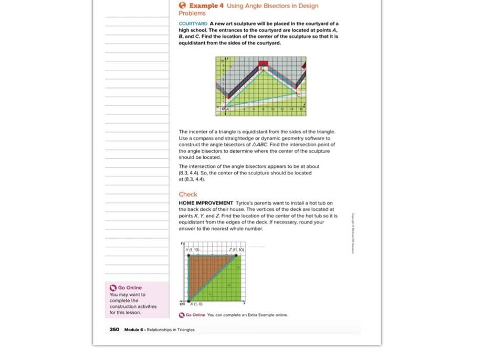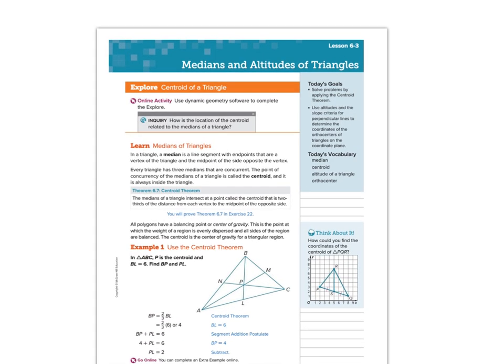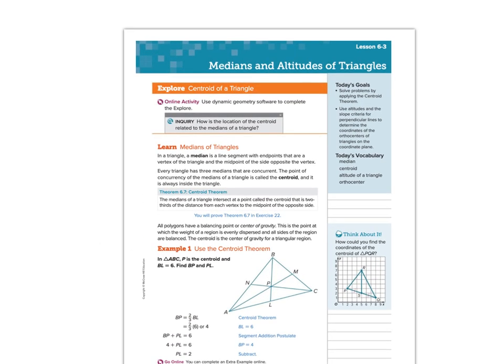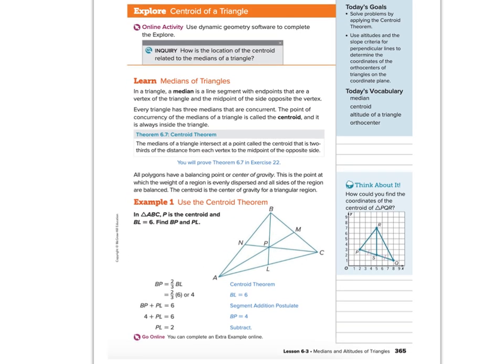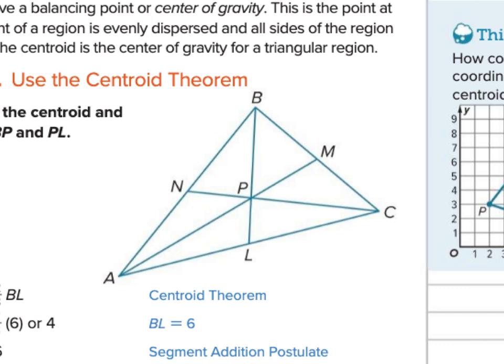Moving on to medians and altitudes. A median is a line segment with endpoints at a vertex of the triangle and the midpoint of the side opposite that vertex. So our segment starts at the vertex and travels to the midpoint of the opposite side. We know that those two pieces are congruent, so it bisects that side. It's not a perpendicular bisector, it bisects those.